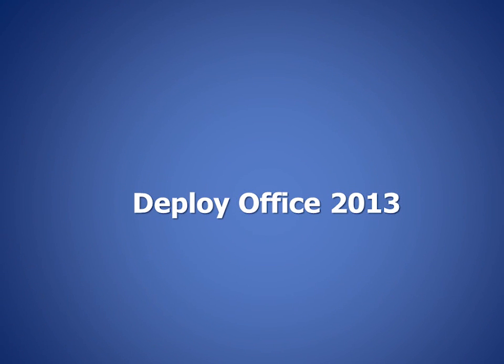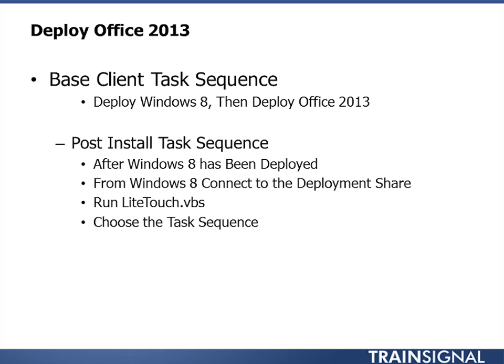When you're ready to deploy Office 2013, you'll create within MDT's deployment workbench a custom task sequence. I'm going to show you two different task sequences. One that all it does is deploy Office 2013. Another that will deploy an operating system, Windows 8, and Office 2013 in the same task sequence.